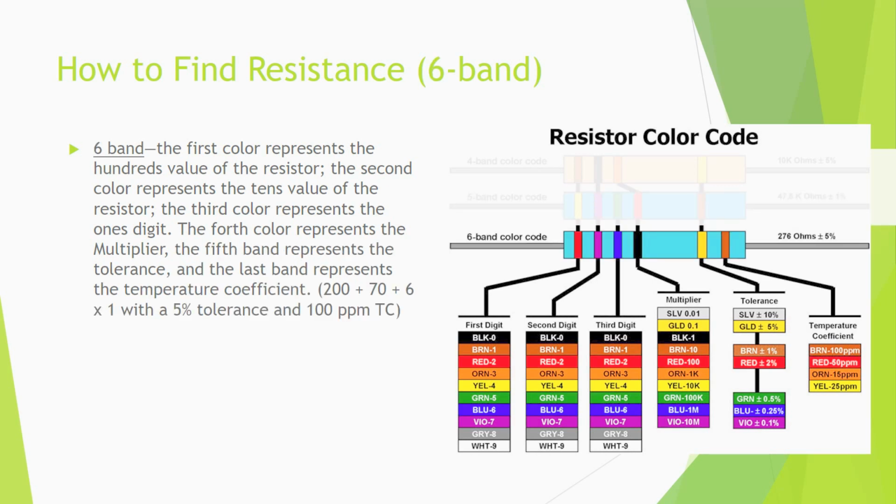A 6-band resistor is basically a 5-band resistor, except it has a temperature coefficient, which allows you to figure out your temperature coefficient.